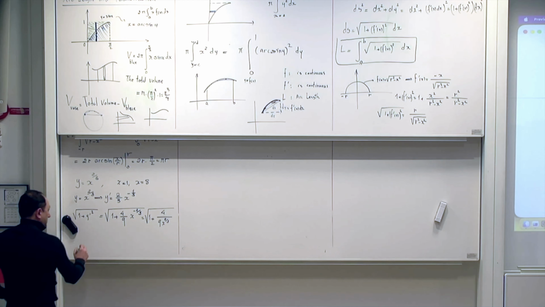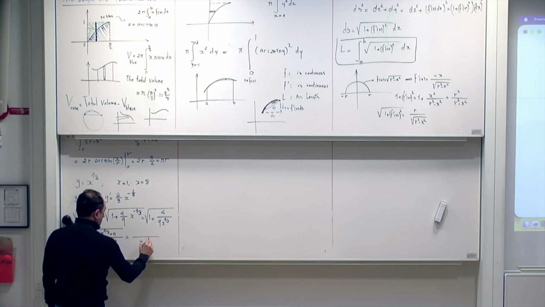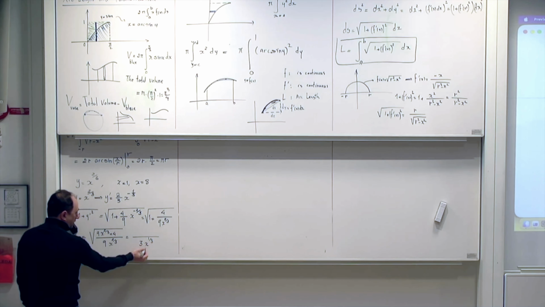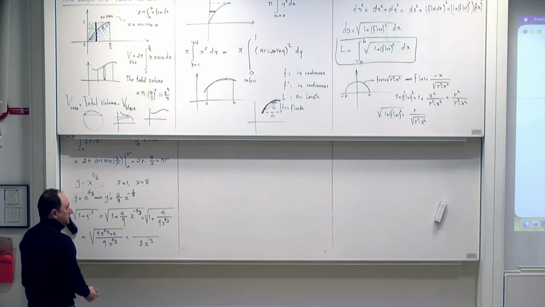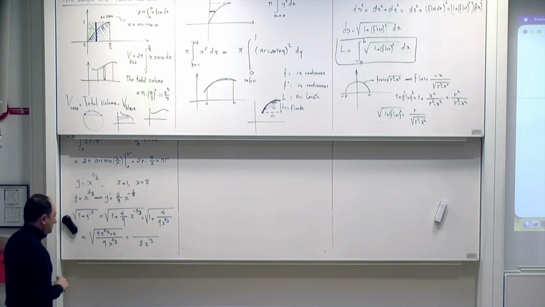Let me see. Okay, so let me take the common denominator. So if I take the common denominator, it becomes x to power 2/3 plus 4, and then I have 9 x to power 2/3. Do you agree with me? It seems correct. But then the square root of the denominator can be written as 3x to power 1/3. In principle, I have to put absolute value, but I don't need absolute value because x is between 1 and 8. And then I have this one.